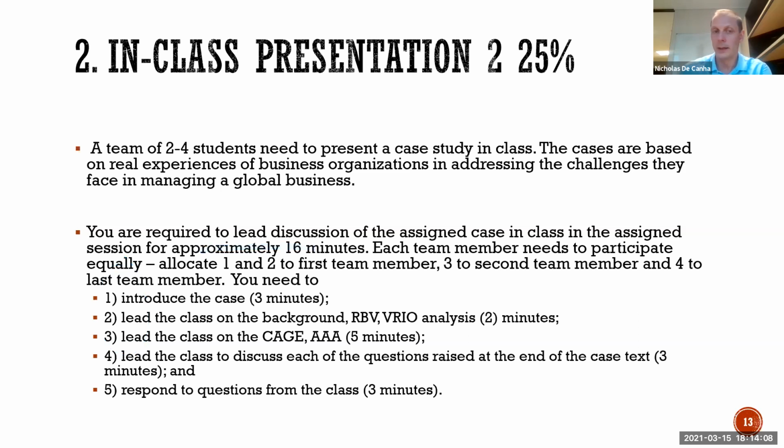This time we've got another framework, which is the CAGE and the AAA framework. So the whole presentation is a little bit longer, but the same sort of idea.